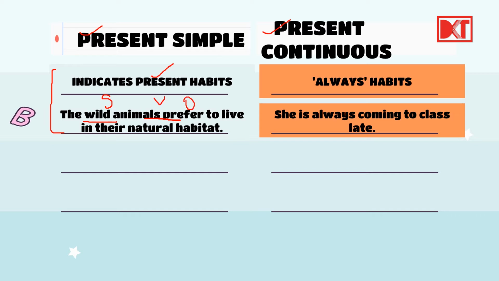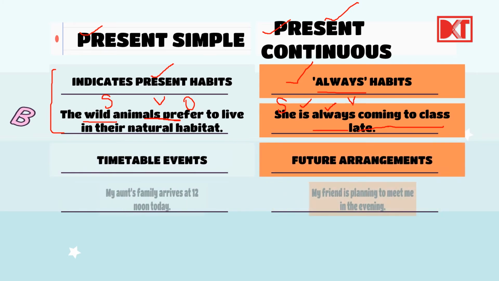Alright, but for present continuous, when we talk about habits, as always, for example, she is always coming to class late. So how did we form this? Subject plus either is or am or are. Then we have inserted an always, and coming, which means come plus ing, verb and the ing form, and the object. Alright, so present habits are indicated by present simple, and always habits are indicated by present continuous. Let's move on.